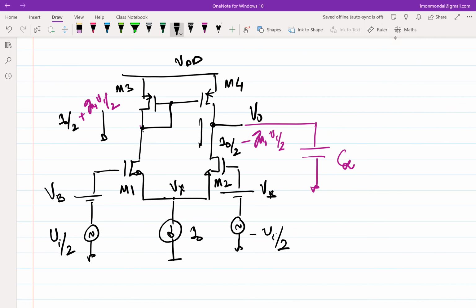Now if you have the total current in this stack set up like this, what will be the current through M4?